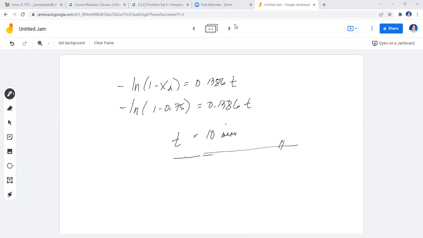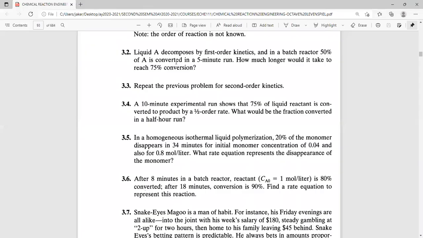So I'll go back to the problems. Liquid A decomposes by first order kinetics, and in a batch reactor, 50% of A is converted in a 5-minute run. So why am I saying that you have to always go back to the problem? Because you're supposed to answer the problem specifically. If you're solving for something, sometimes it's not yet the answer to the problem. So you look at this phrase, how much longer?